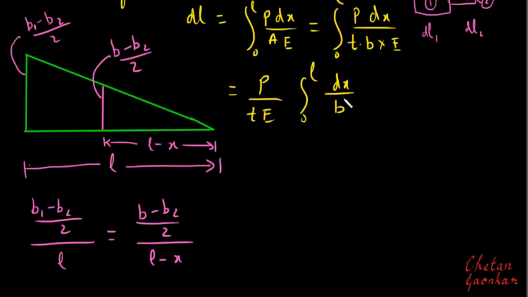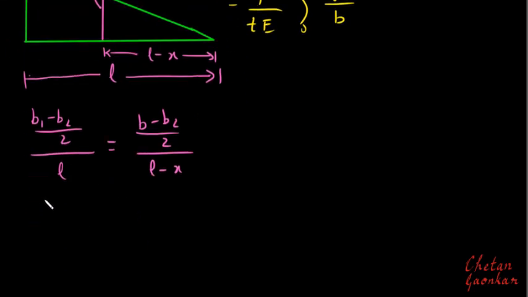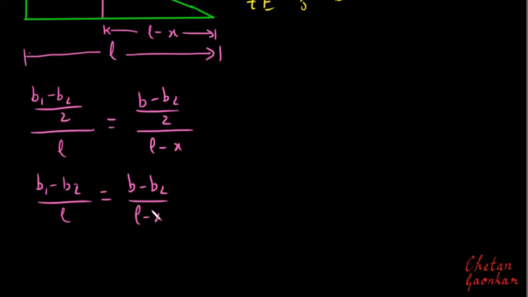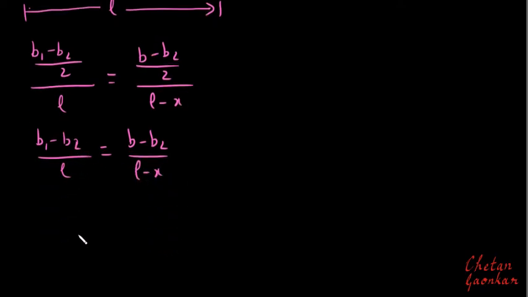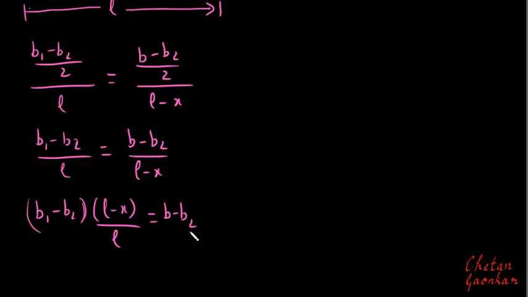We are trying to find what will be this b in terms of x, which I can get very easily from this relation. So further I can write this relation as (b1 minus b2) by L. This should be equal to (b minus b2) divided by (L minus x). Further, if I just multiply this term with this, I can write it as (b1 minus b2) multiplied by (L minus x), and then I have this L. This should be equal to b minus b2, right?